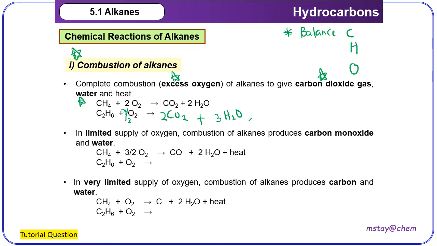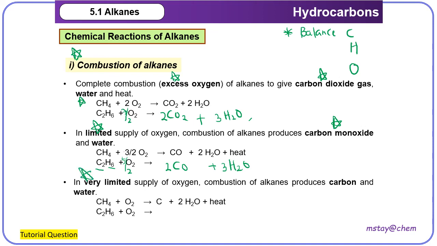Another condition is when we have a limited supply of oxygen. If the supply is limited, it will produce carbon monoxide and also water. So here carbon monoxide and water: 2 carbon, so here also 2 of carbon monoxide, 6 hydrogen, 3 of water. From here we know that 2 oxygen plus 3 oxygen is a total of 5. So here will be 5 over 2 oxygen.